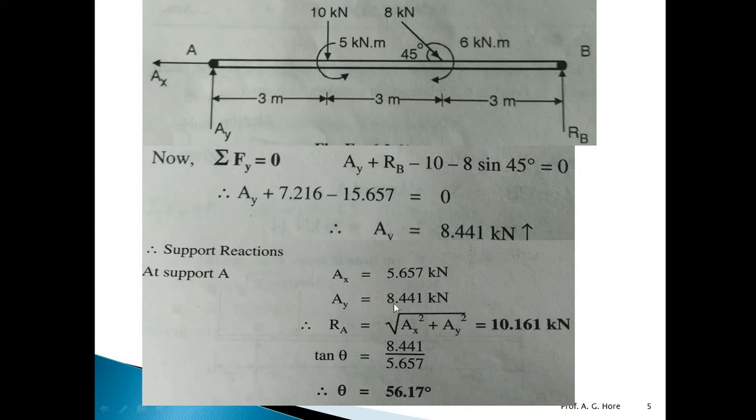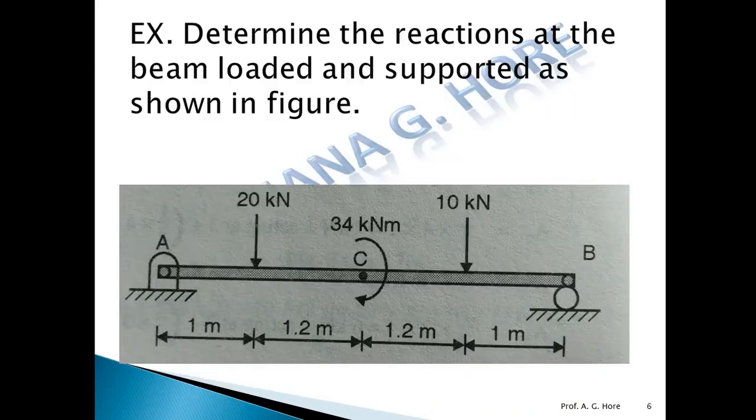This Ra is in which quadrant? Here ax is plus, ay is also plus. So it is in plus plus, means it is in the first quadrant. Okay, Ra lies in the first quadrant.